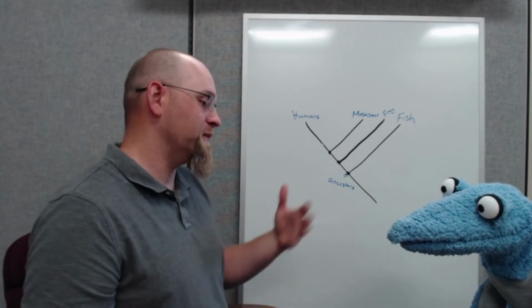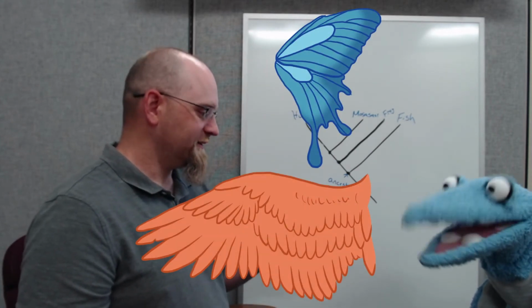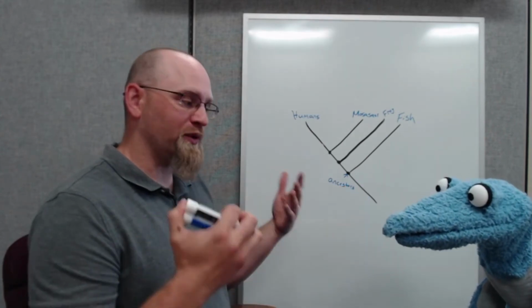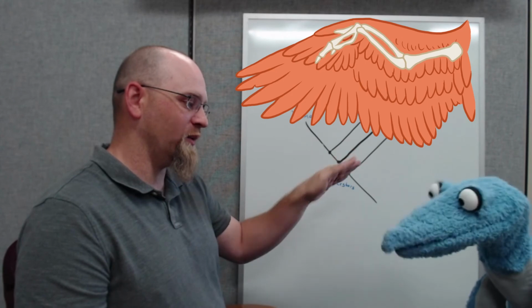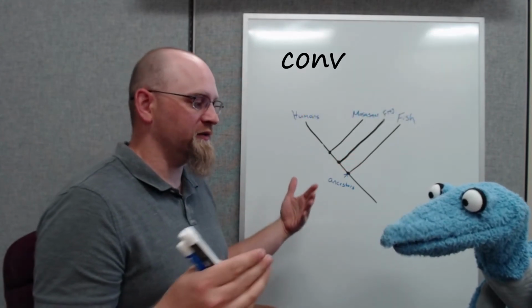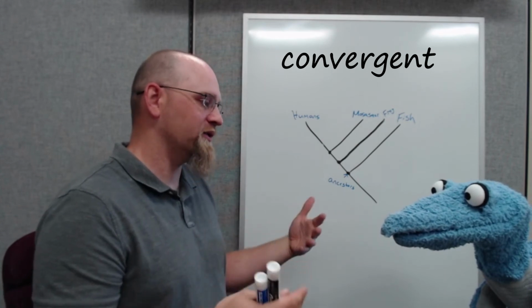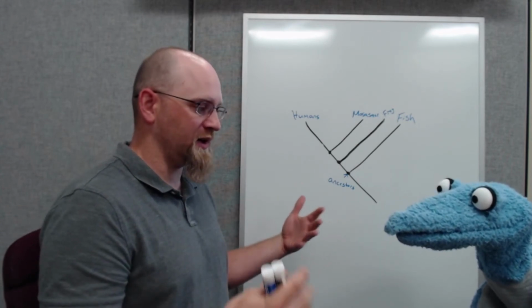So say a bird's wing and a butterfly's wing. They both fly. They're both wings, but a bird's wing is made with bones on the inside, whereas a butterfly doesn't have bones. So that's what we call convergent characters. Characters that are doing a similar function, but they don't have a shared origin.